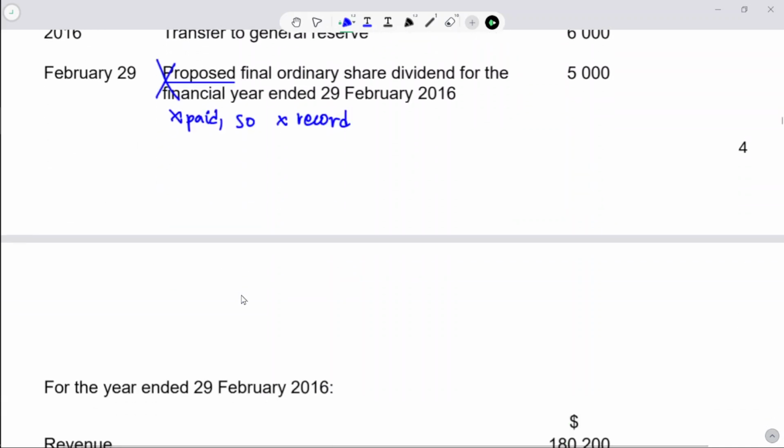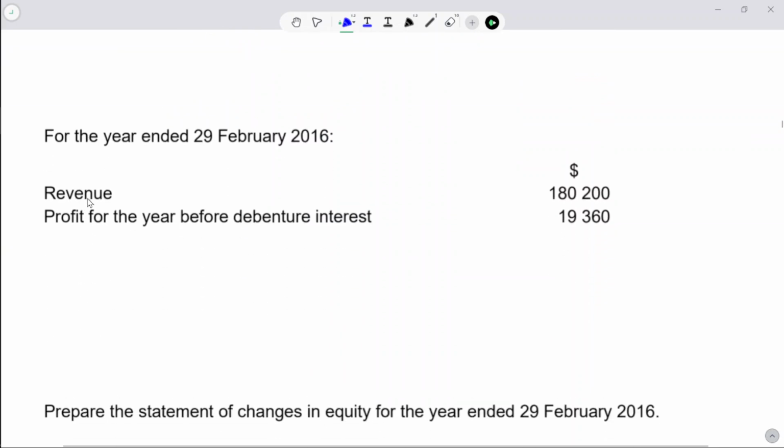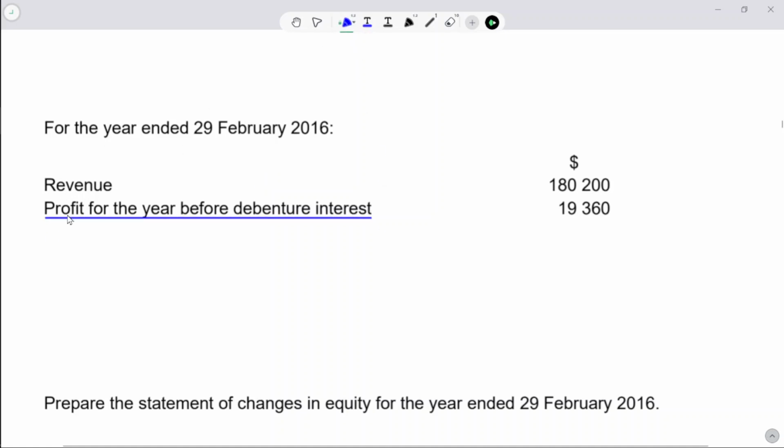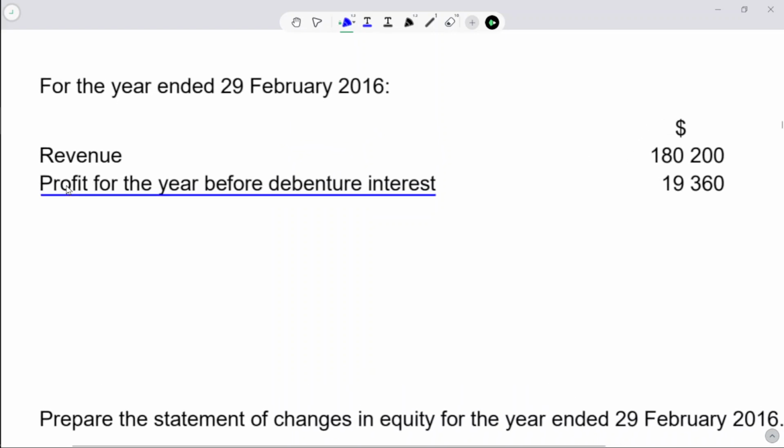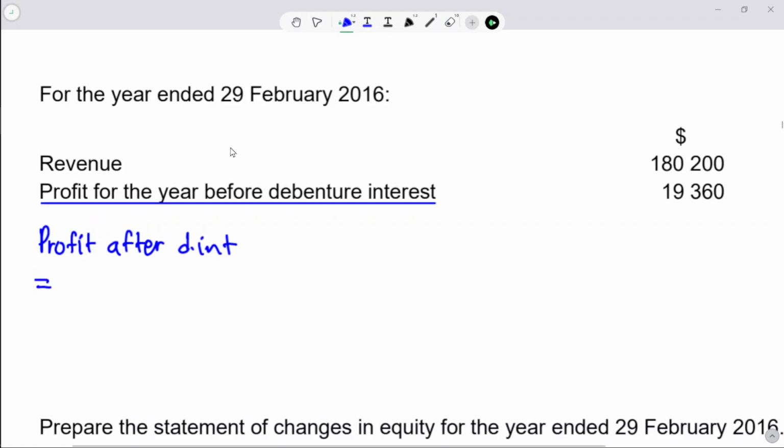So continue. Continue is a profit for the year before the debenture interest. Say this thing. What you need to find is actually profit, say before, right? You need to find it after the debenture interest.